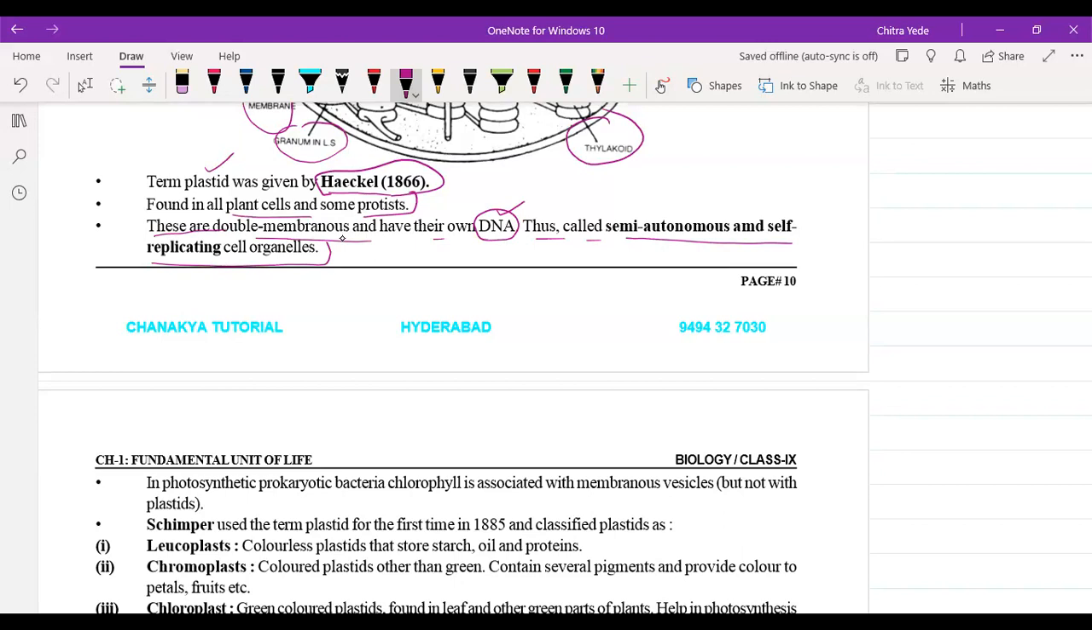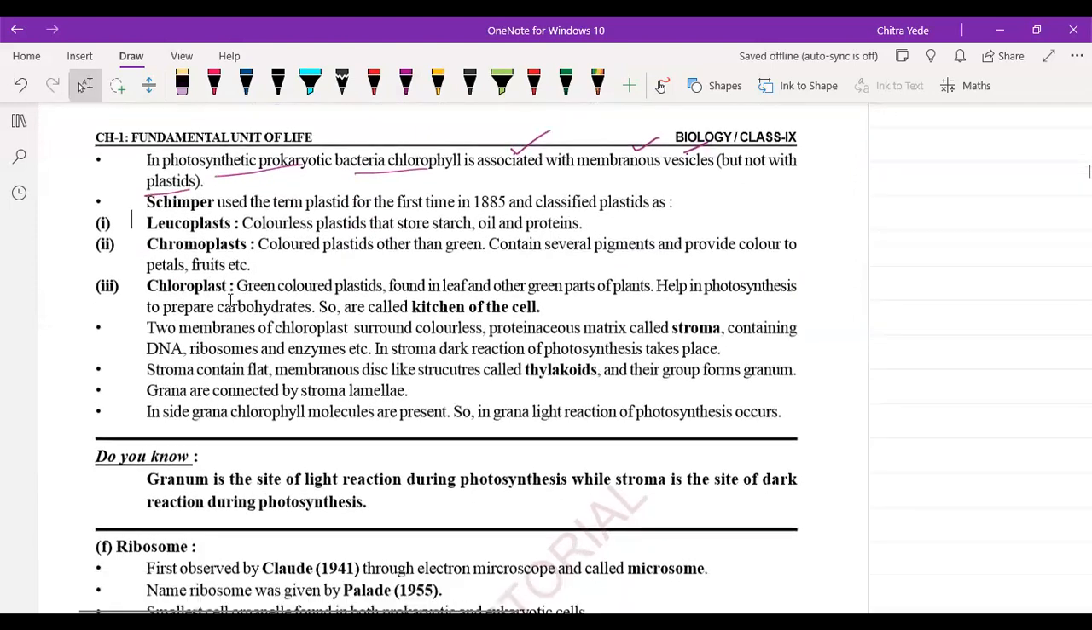In photosynthetic prokaryotic bacteria, like cyanobacteria, which are also called blue-green algae, they are associated with membranous vesicles, but not with plastids. So they contain membranous vesicles, but plastids are not there. But chlorophyll pigment is present in them. That's why they also perform photosynthesis.